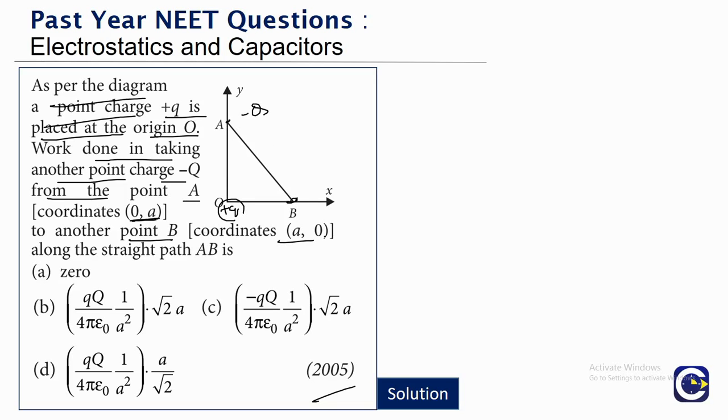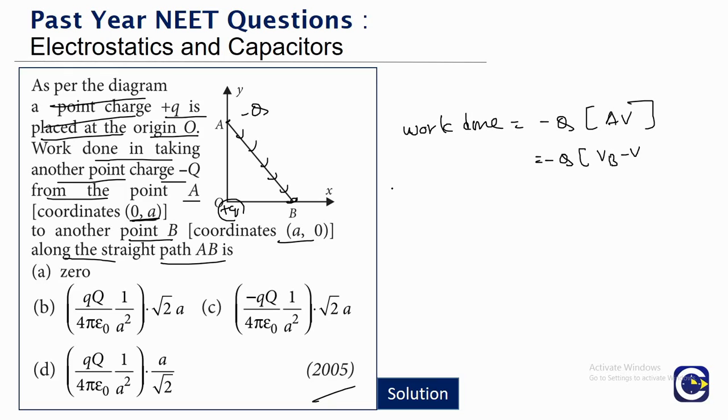Point B is on the x-axis, along the straight path A to B. So we are taking the minus q charge along the straight path A to B. Now when we talk about the work done, what will be the work done in moving this minus q charge? Minus q is the charge we are moving into the potential difference between the 2 points. We are moving from A to B, right? So it will be the potential at the final location, which is VB minus VA. How is this potential coming? It is coming because of the charge at the origin.